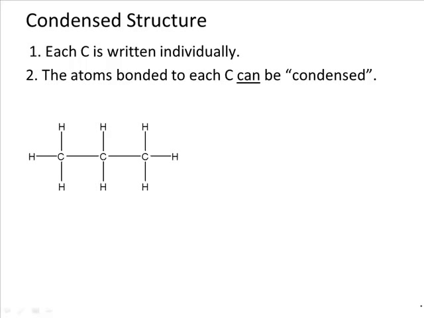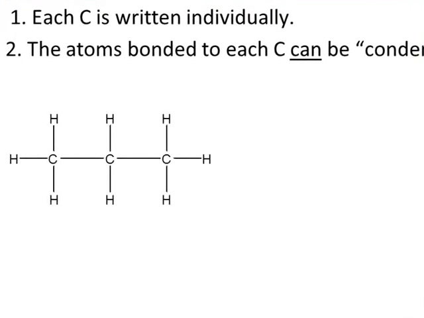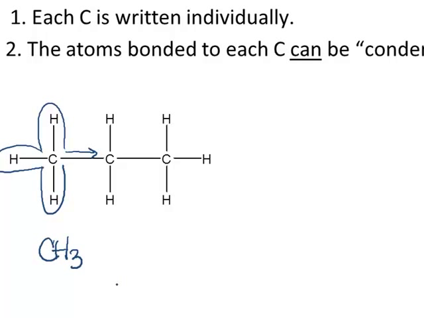So here's how we'd write the condensed structure for propane. First, I'd write each individual carbon. So I'll start with the carbon on the left. I write the C as if I was going to draw either a chemical formula or a structure. Then I condense it by looking at what's attached to the carbon. In addition to the bond that goes to the next carbon, I have 3 separate hydrogens. So to condense this, I'll write them as if they were in a formula, CH3.